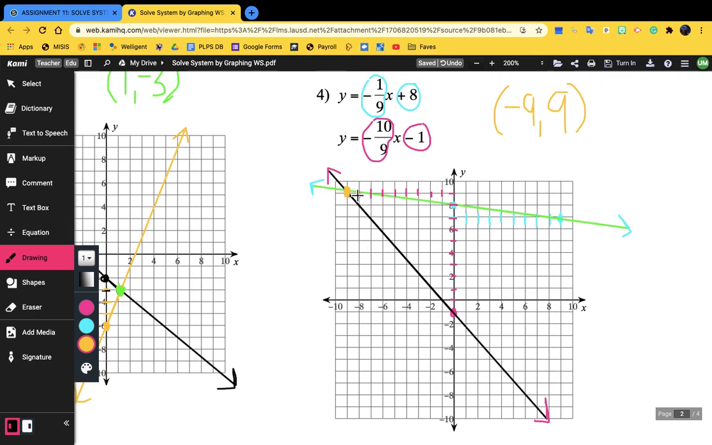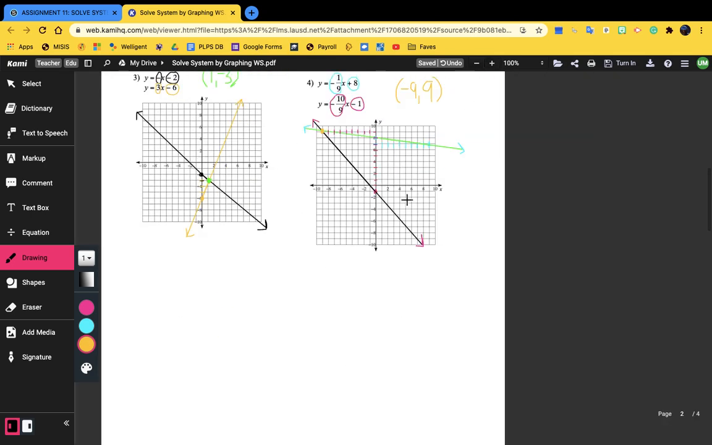Still, it was a little bit off right here, right? It wasn't right there, but I just took a guess. I did an estimate. I mean, not a guess, right? But an estimate. Okay, so there's 4 done.